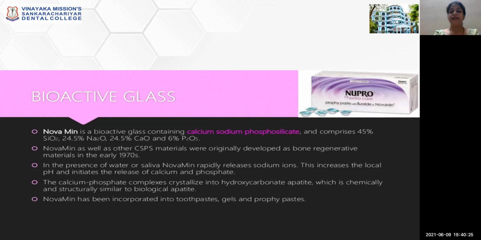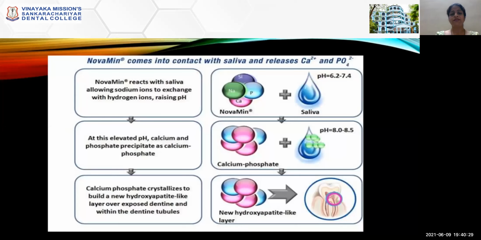So the main concept is, Novamin reacts with the saliva, allowing sodium ions to exchange with the hydrogen ions, and it increases the pH. At the elevated pH, there is precipitation of calcium and phosphate ions as calcium phosphate. As the precipitation happens, this calcium phosphate crystallizes to build a new hydroxyapatite-like layer over the exposed enamel and exposed dentine, and this will deposit over there, close the dentinal tubules, and form the hydroxyapatite layer on the exposed dentine and promote remineralization.